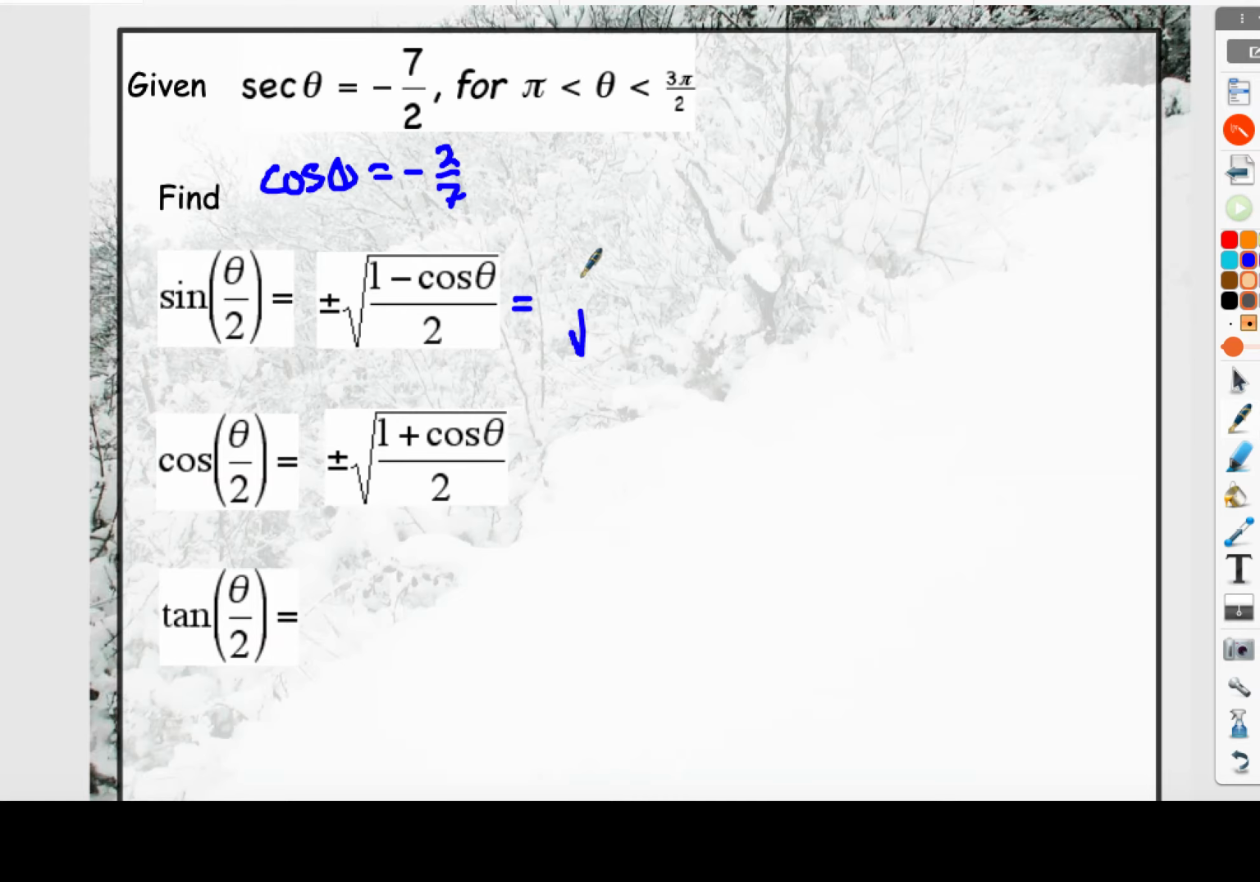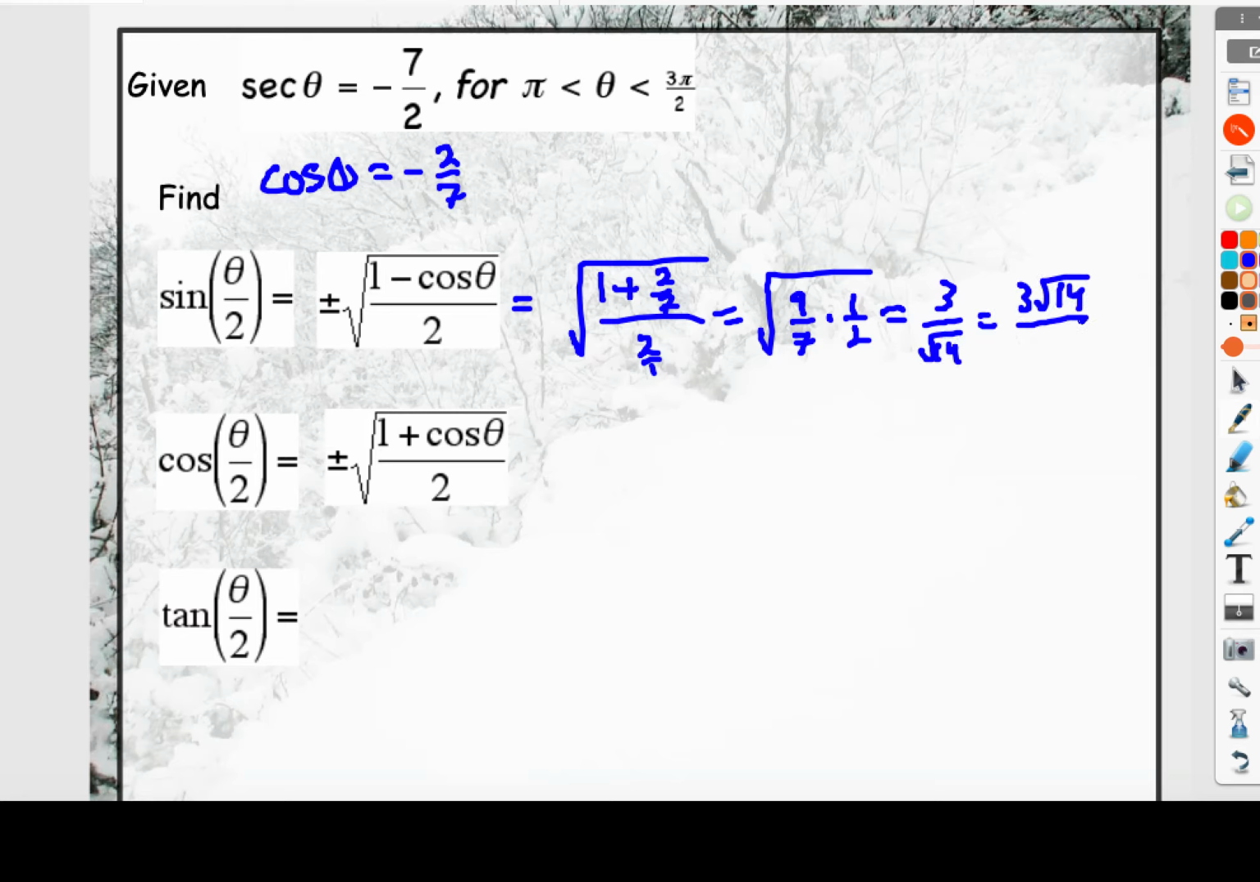So I can say, again, the square root of 1 minus, well, subtracting a -2/7 is really going to be adding 2/7. So careful with those negatives, and then all over 2 here. So again, 1 plus is going to be the square root of, we're going to have 9/7, and again, multiplied by that, again, 2/1, so 1/2. And we'll have the square root of 9 on the top is just 3, the square root of 14 on the bottom, and a nice 3√14 all over 14 when we're done.